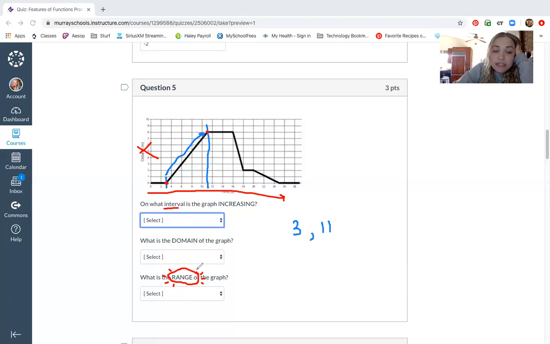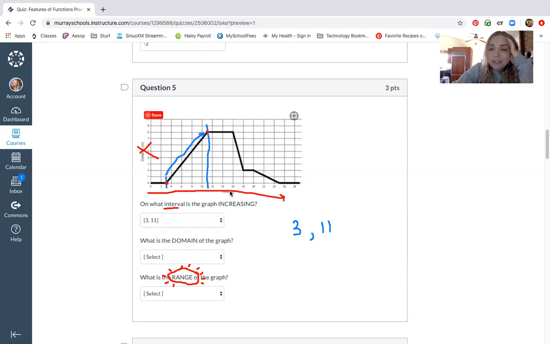Range is the only time you use the y-axis. You don't touch the y-axis unless it's talking about range for intervals. So since we said that it goes from 3 to 11 along the x-axis for the increasing, I'm going to click 3 to 11. Then the domain.